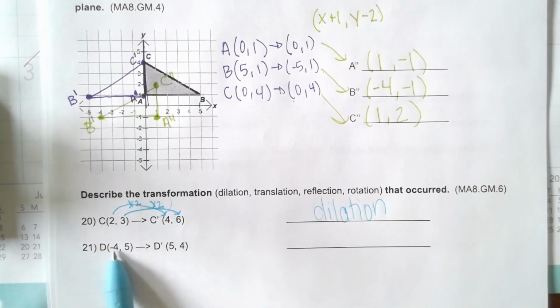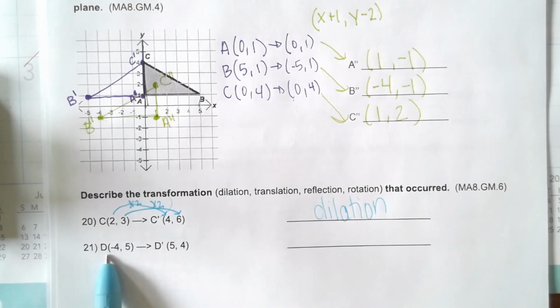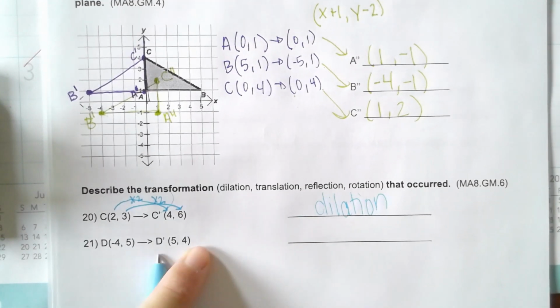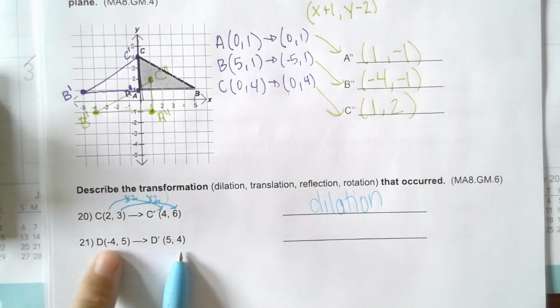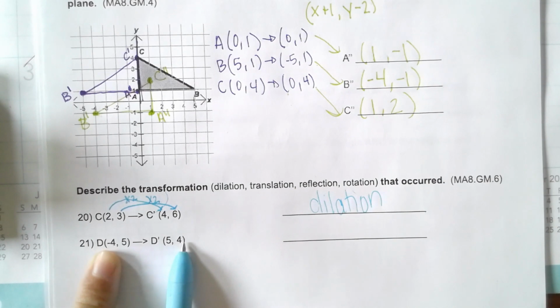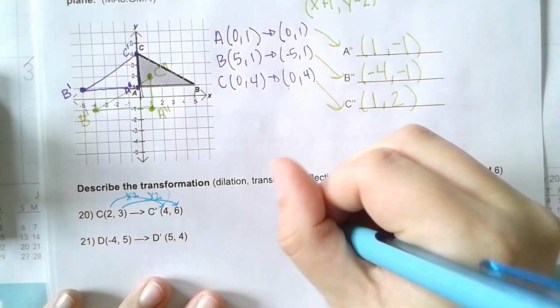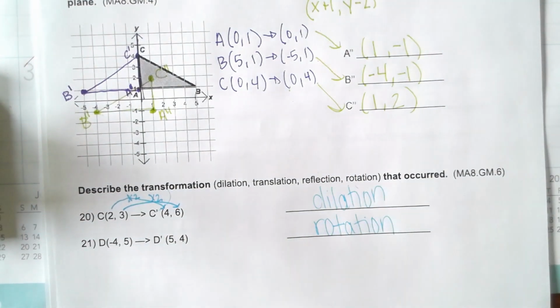All right, and then -4, 5 went to 5, 4, so I ended up with the same numbers, okay, but notice that my values did flip-flop. So I know for sure that this is going to be a rotation because that's the only transformation where you flip-flop your values. And then if I wanted to be more specific, notice how we multiplied our x value by -1 because it went from a negative to a positive. So I know that's going to be a 90-degree clockwise rotation. But you just had to put what the transformation was, okay?